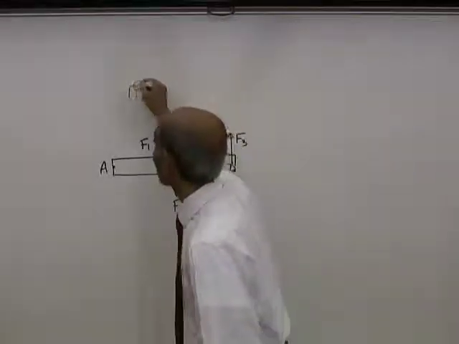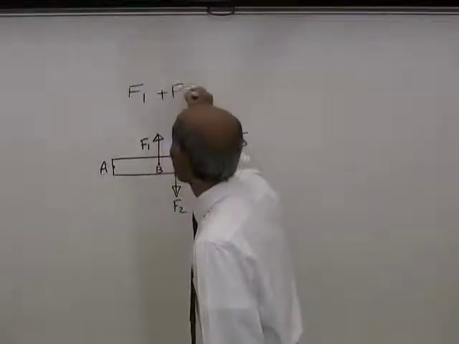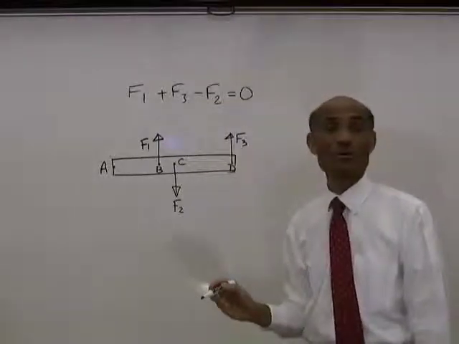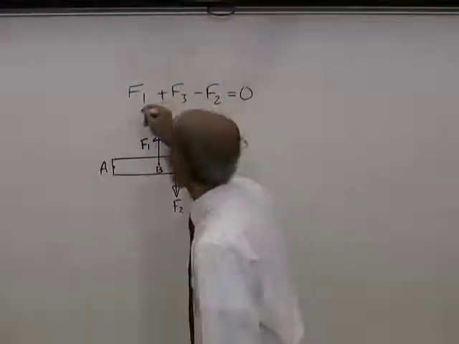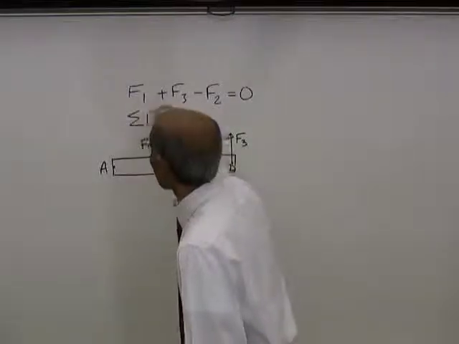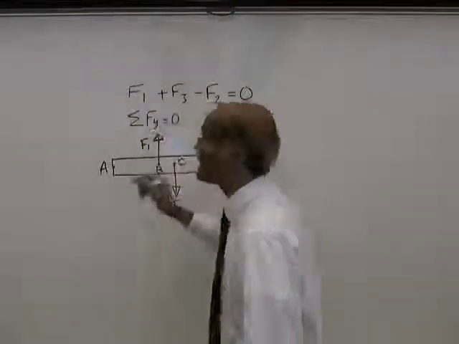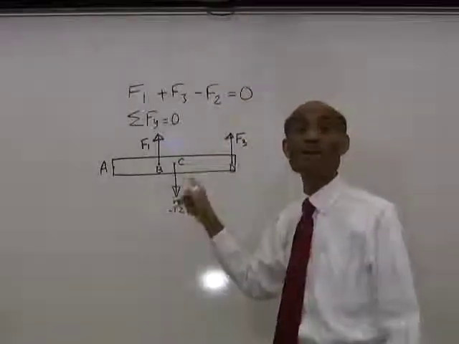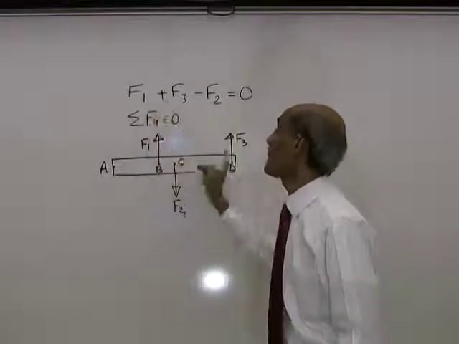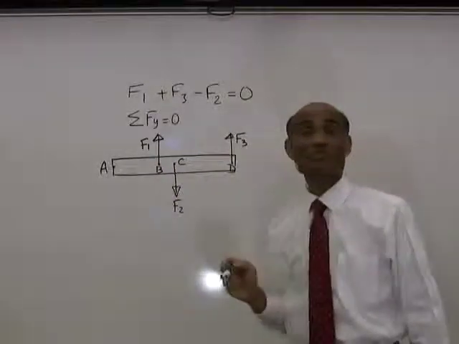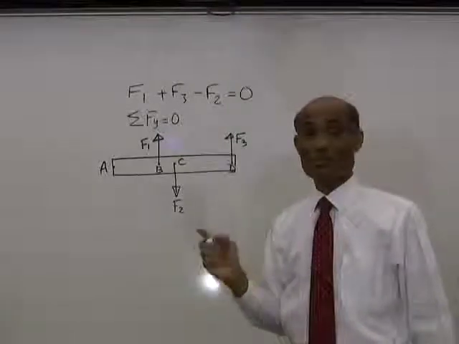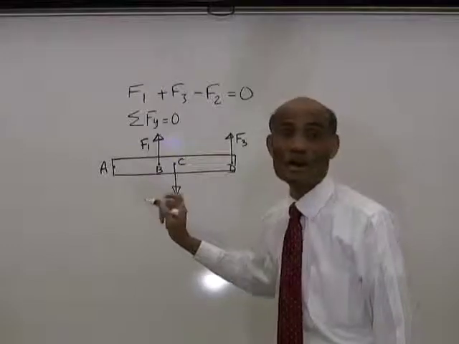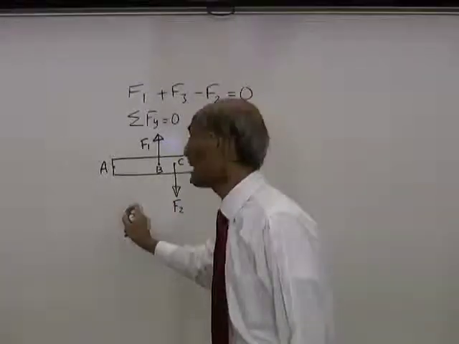So I can then write F1 plus F3 minus F2 equal to 0. Now, this tells me that the sum of all the y forces, forces in the y direction, summation Fy equal to 0, gives me F1 plus F3 minus F2 equal to 0. Well, that alone will not keep this object in equilibrium. What is the other condition that we need to satisfy?